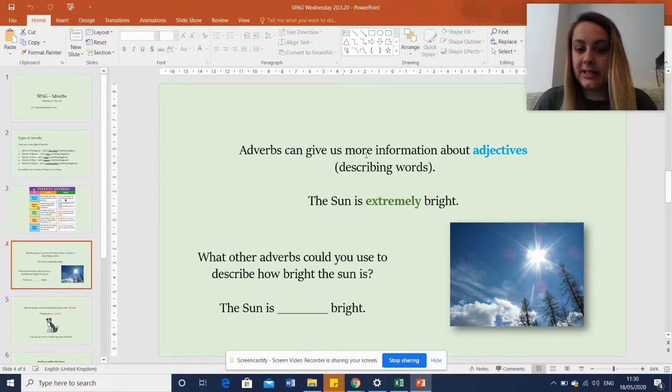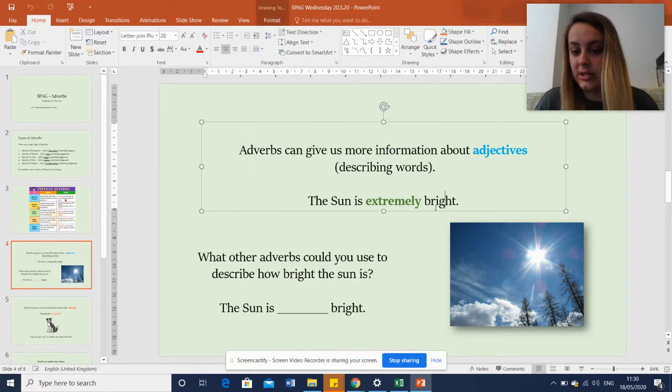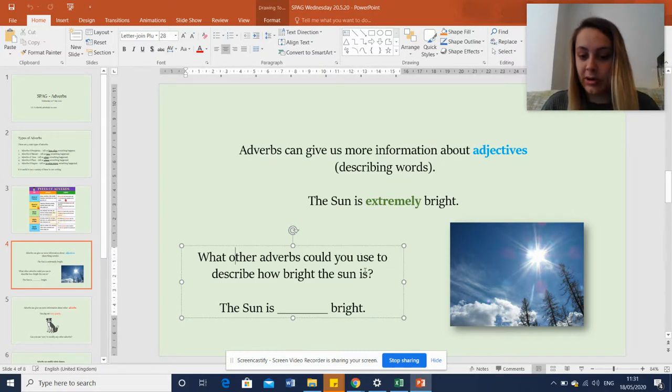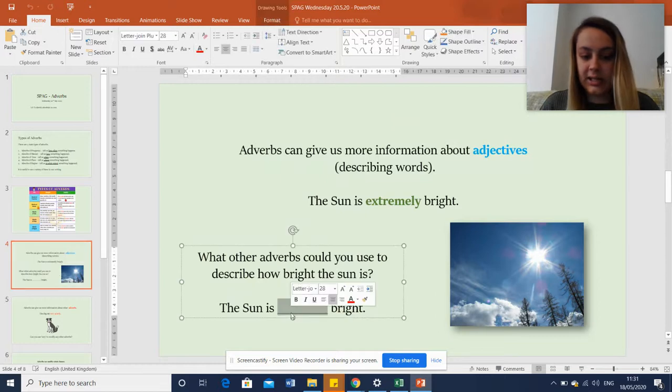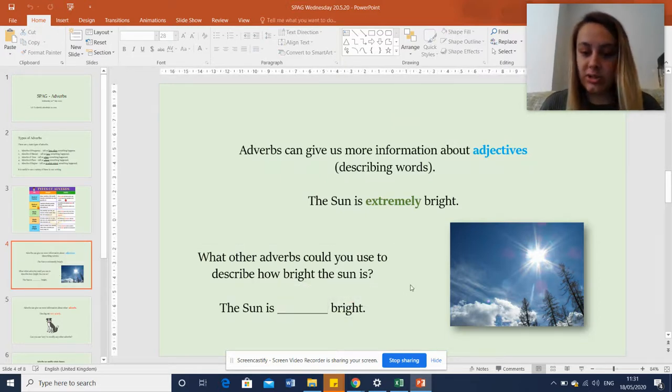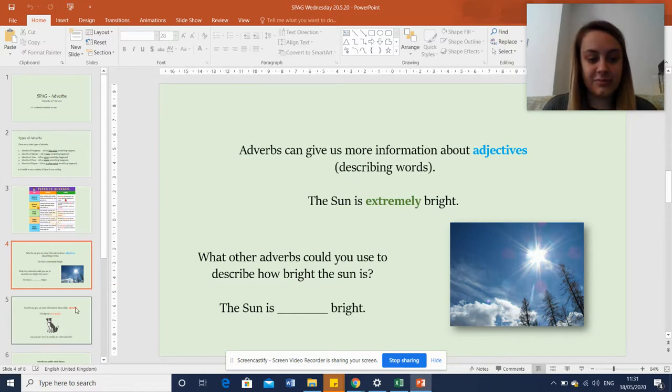So adverbs can give us more information about adjectives or describing words as well as verbs. So the sun is extremely bright. So bright would be the adjective and extremely would be that adverb there. It adds more information to that adjective. So what other adverbs could you use to describe how bright the sun is? See if you could find anything on here that might help you. The sun is always bright, or the sun is sometimes bright. You could use something like that to help as well. So it doesn't just have to be to add more information to a verb.